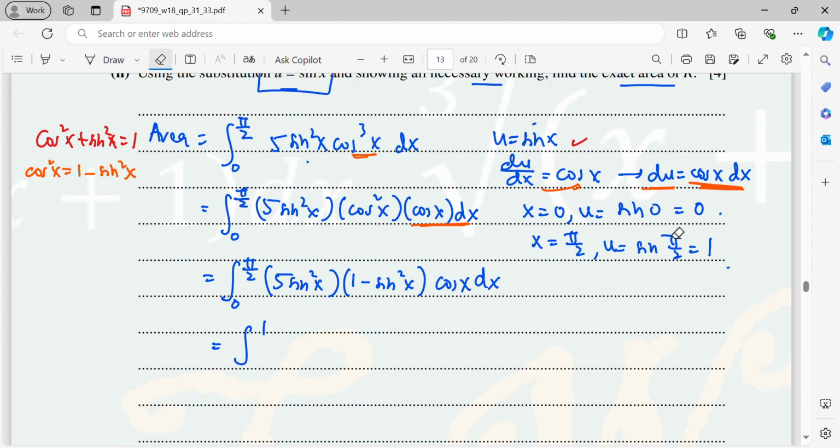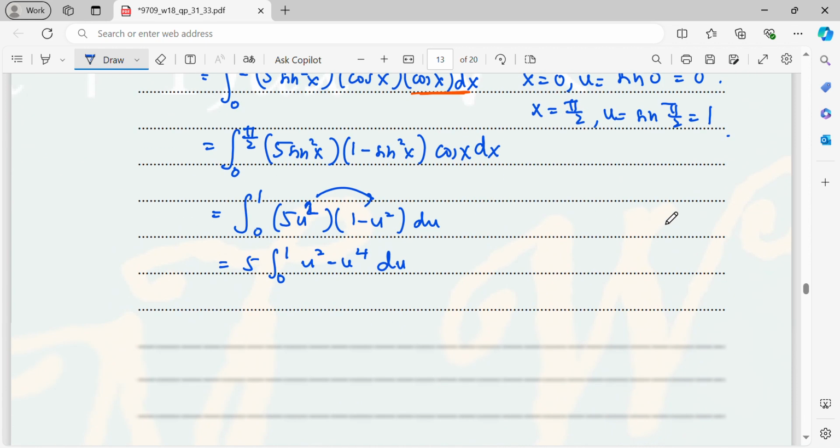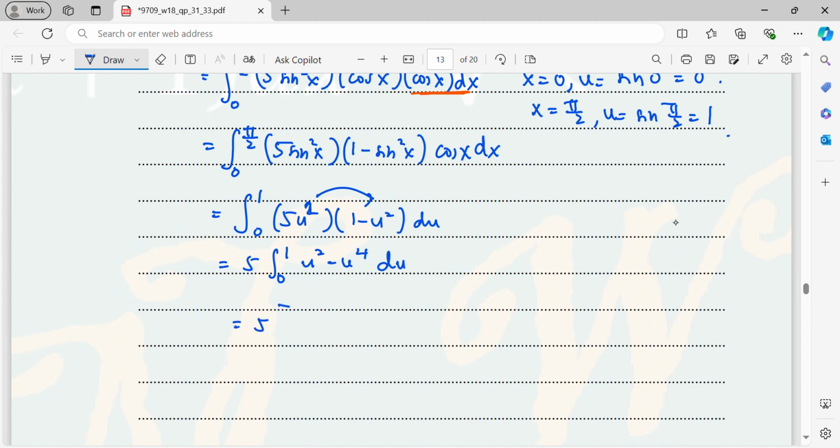Okay, when you replace, you change everything to u. So this will be your new limits. So the first term will be 5u squared, then 1 minus u squared. Cos x dx is du. The 5 can be taken out. Then I will just need to integrate 0 to 1. U squared brought into the bracket. That means you will be getting u squared minus u to the power 4 du. And when you integrate, you are adding 1 to the power. So u cubed over 3, over the new power, u to the power 5 over 5. Limits will be from 0 to 1.